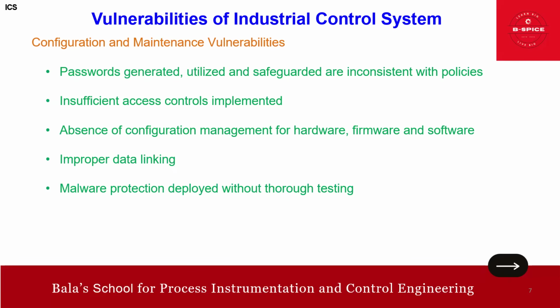Then another one which we all know, malware protection deployed without thorough testing. That is the main point. If malware protection software is deployed without testing, then it has the potential to disturb normal operation, right? Then again, denial of service. We call it DOS. ICS software might be prone to DOS attack, leading to obstruction of authorized access to system resources or disruption of the functions and operations. This is denial of service.